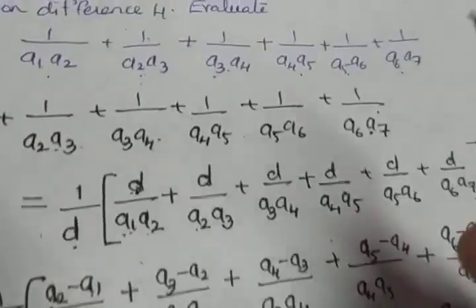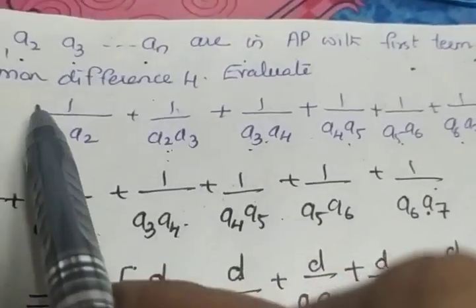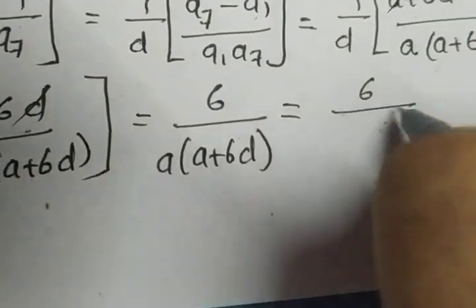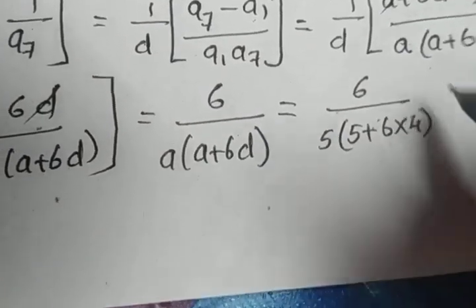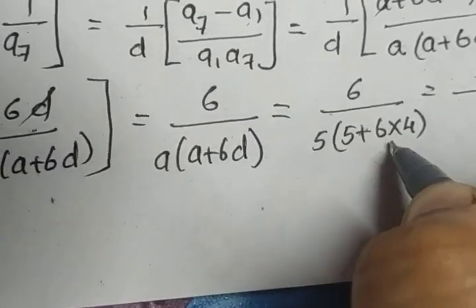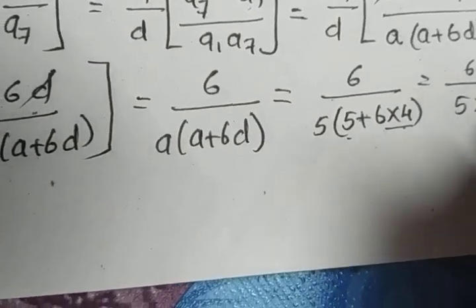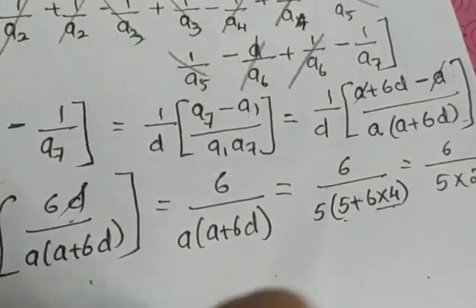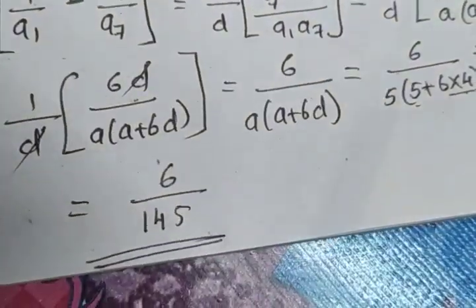Now go back to the question. In the question it is said that the first term is 5, that is A is 5. Common difference is 4, D is 4. So substitute the value: 6 by A is 5, into 5 plus 6 into 4. So 6 into 4 gives you 24. 24 plus 5 gives you 29. So 5 into 29, that is equal to 6 divided by 145. This is the final answer.